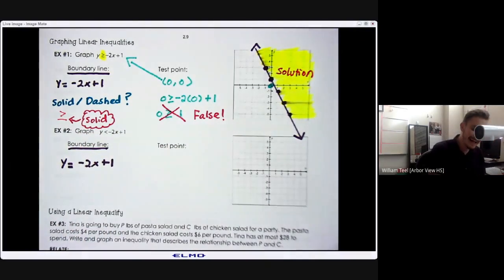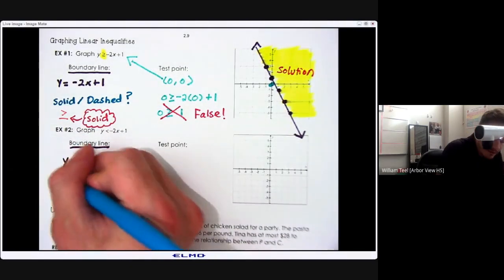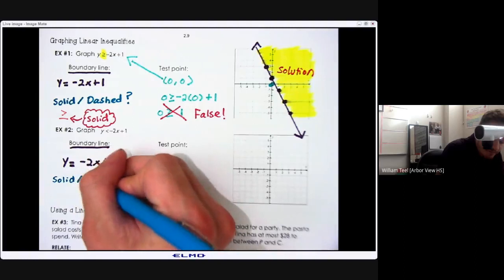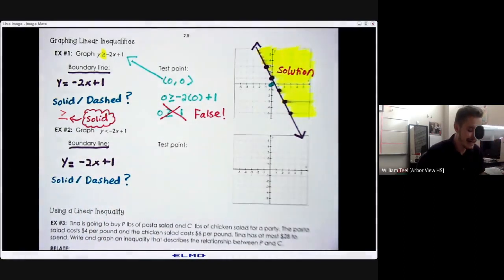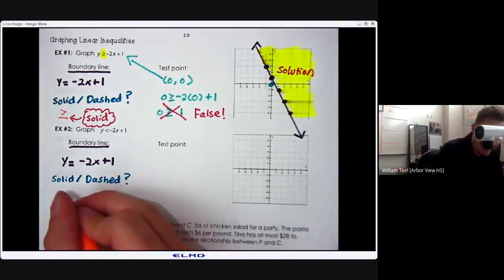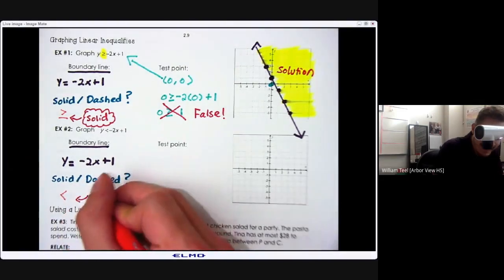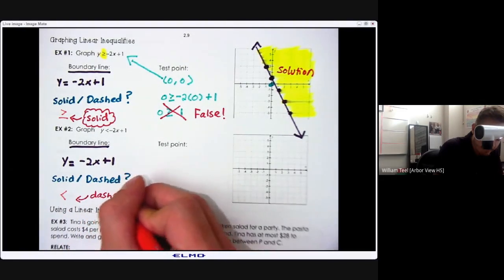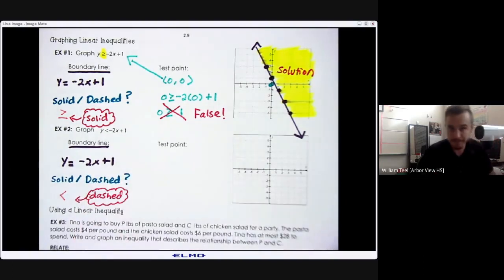Now the second thing I do is I ask myself, is this going to be solid or dashed? Well, if I take a look at my inequality, I can see that my inequality is a less than sign. And since I have no line underneath my less than sign, this is going to be a dashed line. So make sure when you graph this, you put a dashed line.